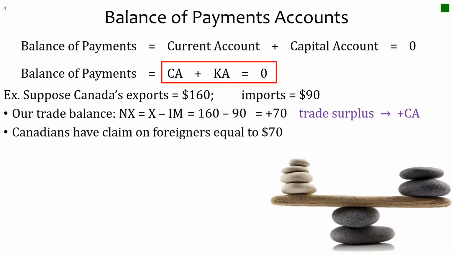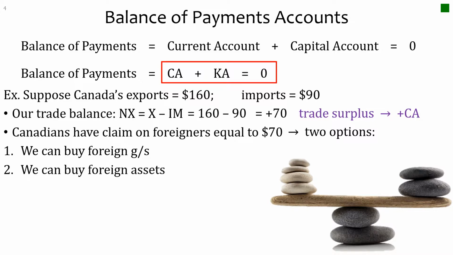Now, what does that really mean? What it means is that Canadians have a claim on foreigners equal to $70 billion because we have sold more to them, so we have some positive claim over them, equaling $70 billion. What are we going to do with this claim that we have? We have really two options. One of them is that we can buy foreign goods and services. Remember, it's kind of like they owe us, right? So we can use this excess to buy their goods and services, or we can buy foreign assets. Instead of buying goods and services, we can buy their assets. We can buy land and homes and factories in their country.